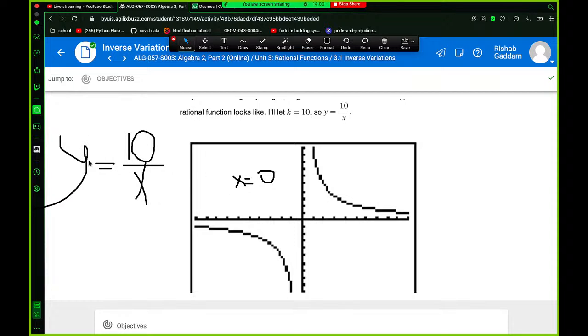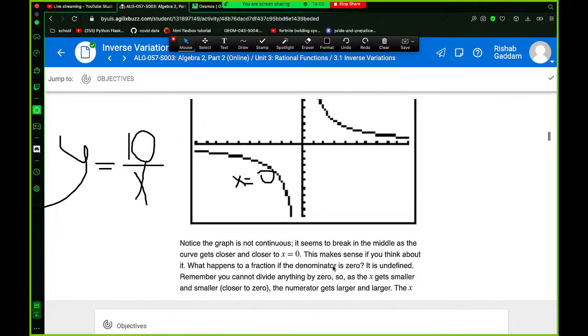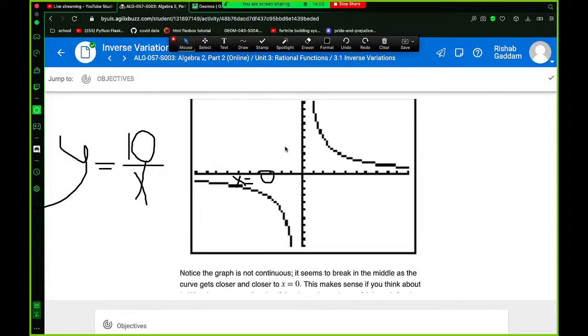That's why this doesn't meet over there. It also doesn't meet here because of the same reason.